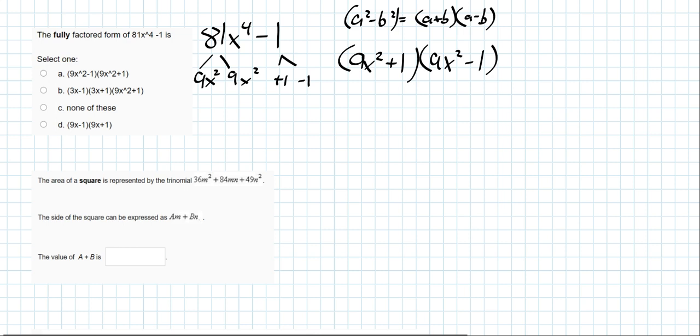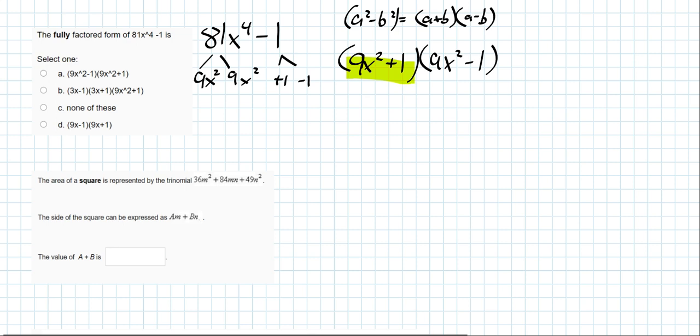For 9x squared, we know that 9 is 3 squared, and x squared is x squared, so 3x times 3x is 9x squared. And 1 is 1 squared, but we can't factor this one any further, because if we FOILed this back out, if we said that this was 3x plus 1 times 3x plus 1, we would end up with a plus 6x in the middle. So if you FOIL back out to check, you see that doesn't happen. You don't get there. So that first term is as good as it's going to get.